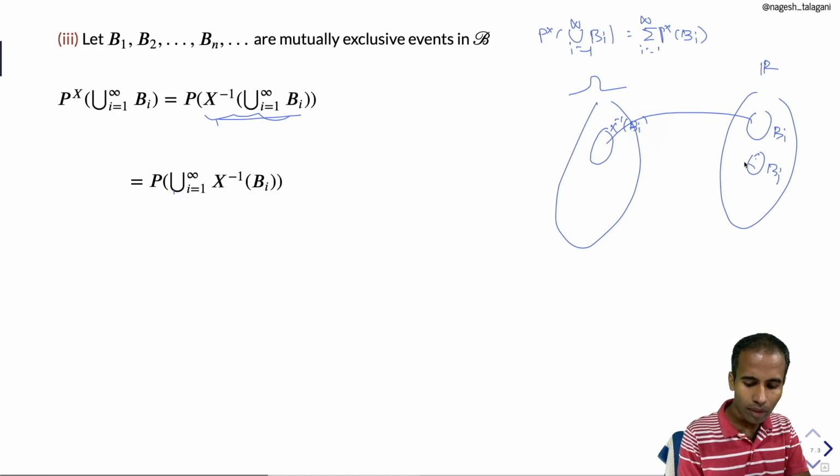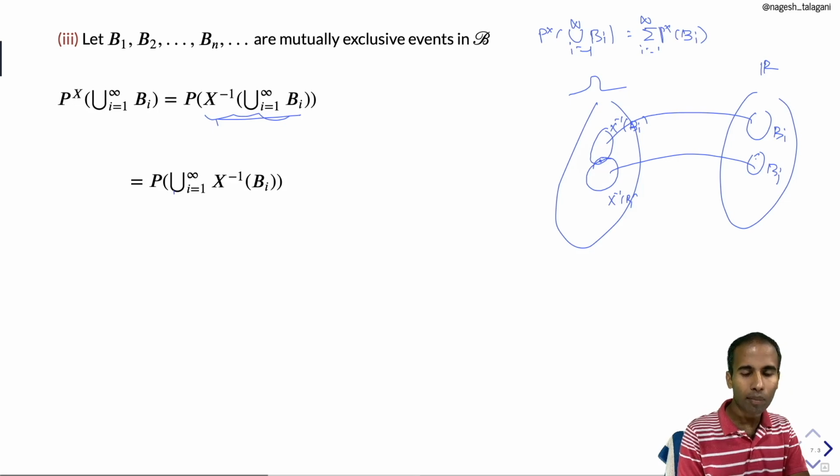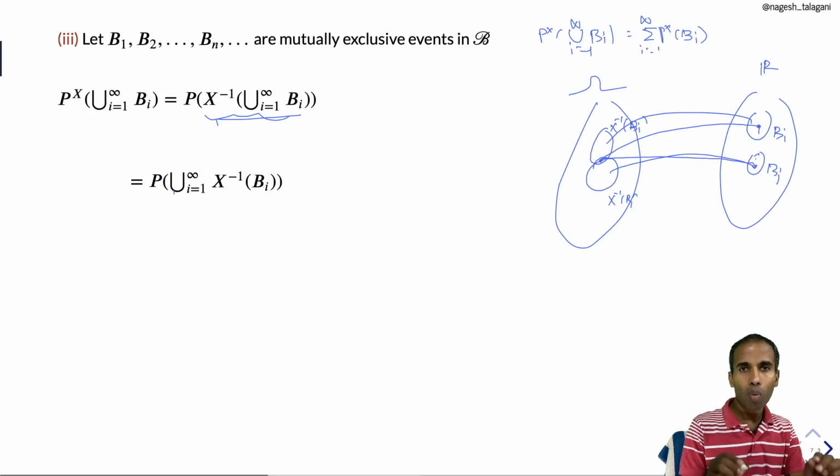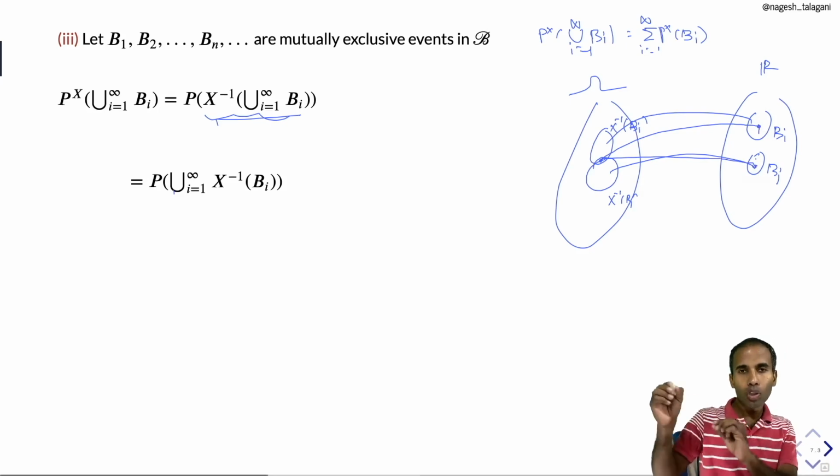Let's say the inverse images X inverse Bi and X inverse Bj overlap, like this. There is some common outcome to both inverse images. What happened in this case? This outcome goes into Bi as well as Bj. That means these two must be different numbers, right? One outcome mapping to two different numbers.